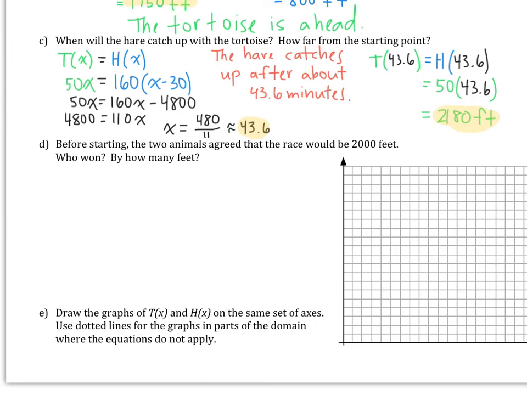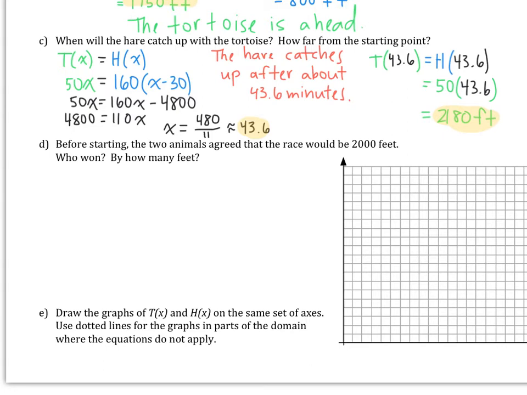Let's look at part D. Before starting, the two animals agreed that the race would be 2,000 feet. Who won? By how many feet? Well, based on our answer from part C, we should know who won. Why? Because we know when they meet. They meet at 2,180 feet, correct? So who won? Hopefully you recognize that the tortoise still won. But let's just make sure we understand why, and let's talk about by how many feet.